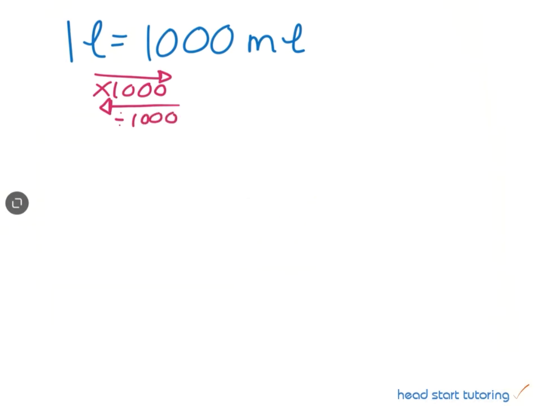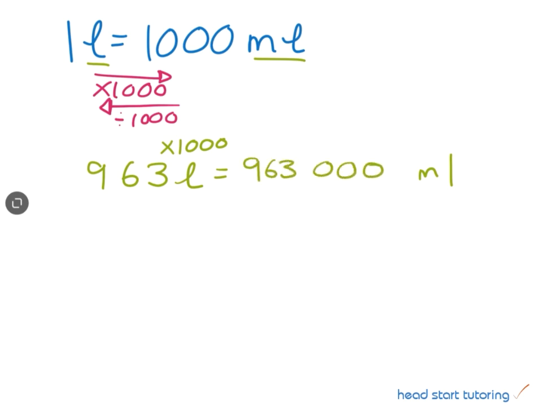If I have got 963 liters that I would like to convert into milliliters, because I'm going from liters to milliliters, so I'm going from a bigger measurement to a smaller measurement, I multiply by 1,000 because my number needs to get 1,000 times bigger. So 963 multiplied by 1,000 is 963,000.